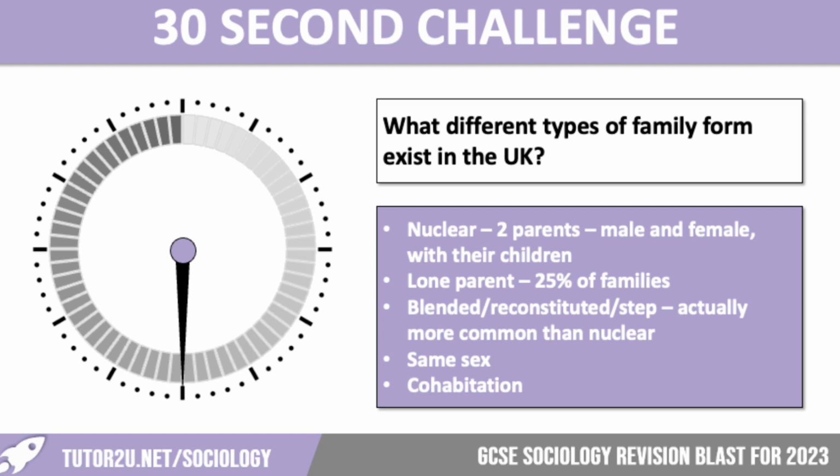We've then got same-sex families, which are also on the increase. And finally, at the bottom, we've got cohabitation, where people live together without getting married. And there are lots of reasons for this, but one of them is the fact that weddings are so expensive. So people would rather save up money for their first house, for example, or the fact that actually the institution of marriage isn't quite as valued as it used to be because of secularisation.